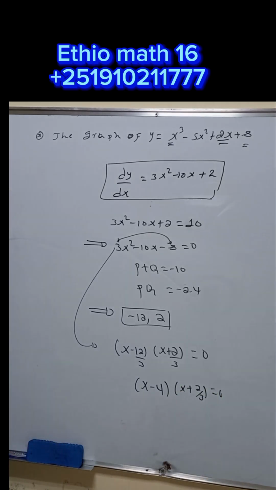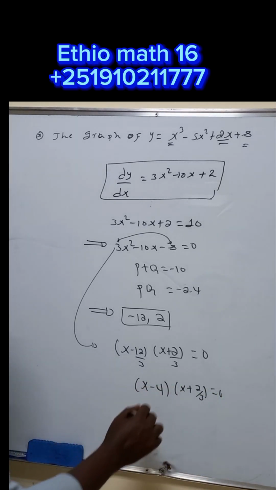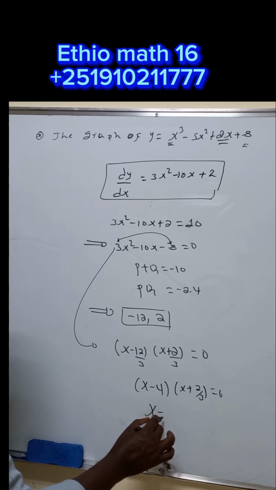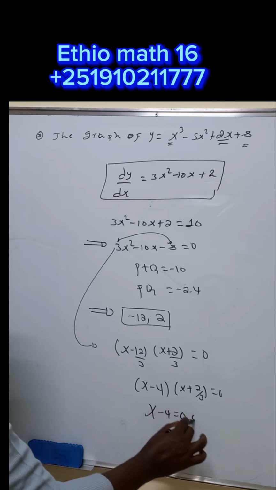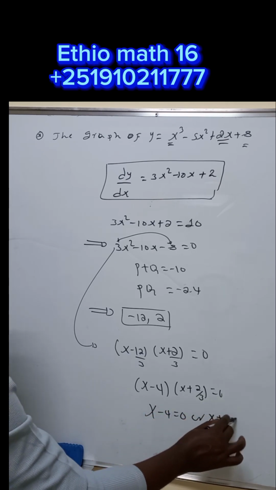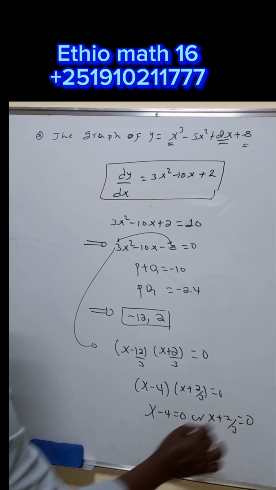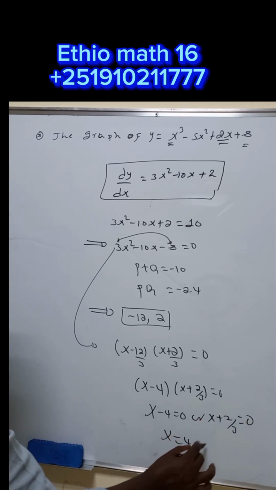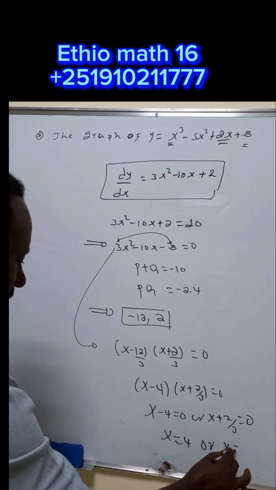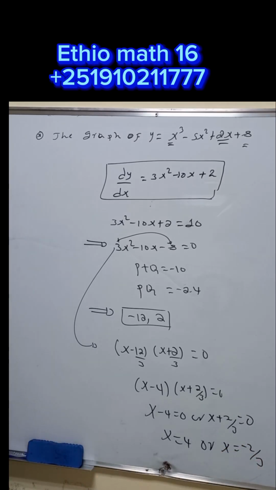The product of two numbers will be 0 if either of them is 0. That means x minus 4 is equal to 0 or x plus 2 over 3 is equal to 0. So when we solve this, x is 4 or x is minus 2 over 3.